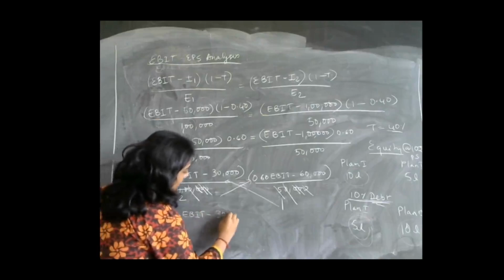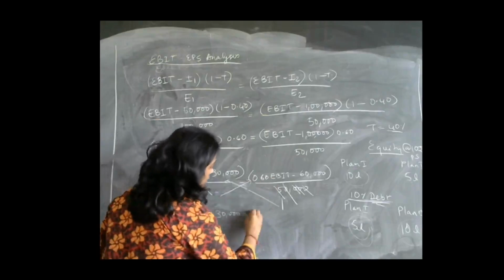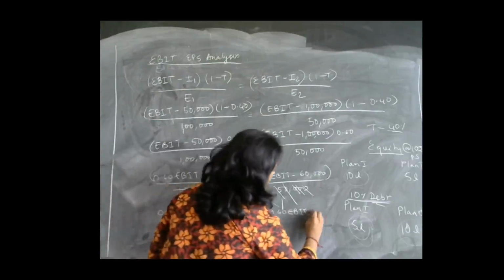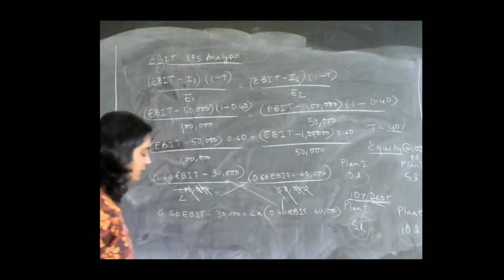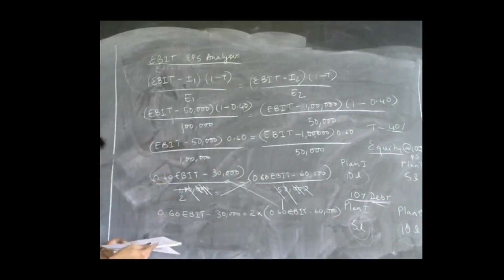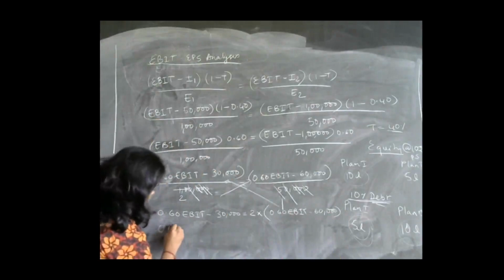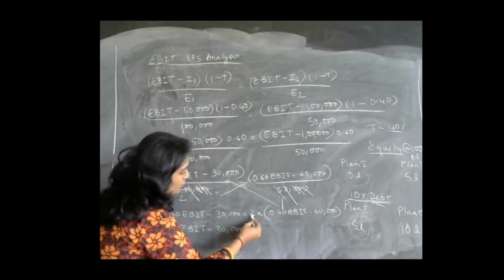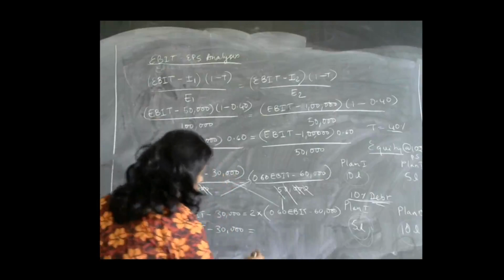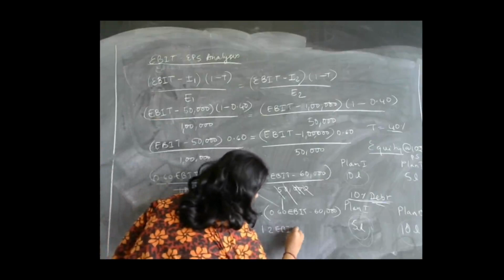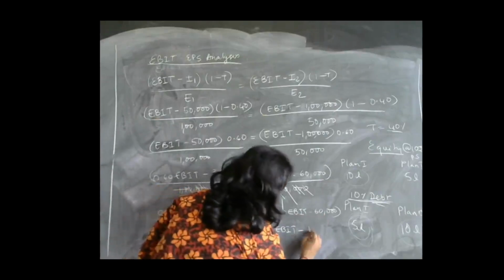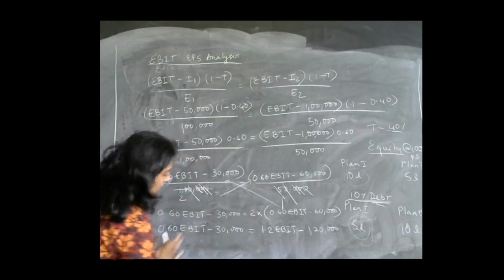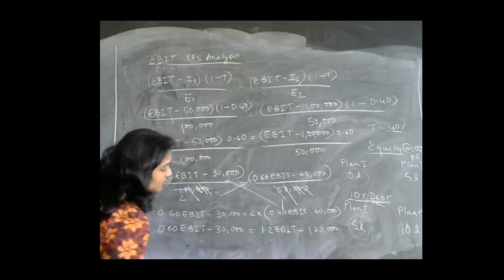EBIT minus 30,000. 2 multiplied by 0.60 EBIT minus 60,000. So solving further, we will get the following equation. It is 0.60 EBIT minus 30,000 is equal to 2 multiplied by 0.60, it is coming to 1.2 EBIT minus 2 multiplied by 60,000, it is coming to 1,20,000. Now EBIT you get it in one side, and 30,000 and 1,20,000 you get it in one side.